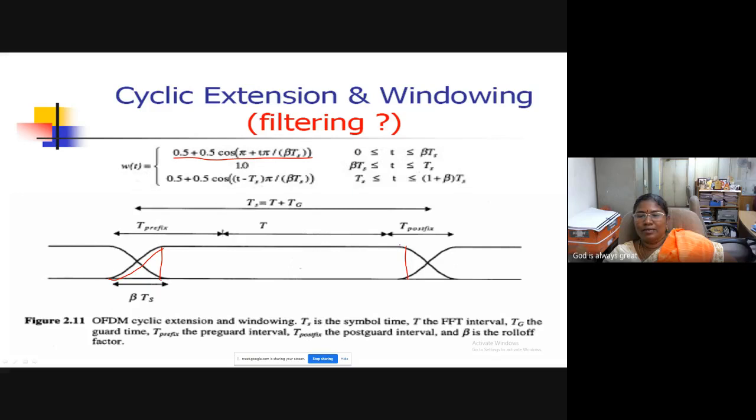Similarly, for the falling part, from Ts to 1 plus beta Ts. This is Ts, this is 1 plus beta Ts. For this portion, it is going to follow a cosine function, which is 0.5 plus 0.5 into cos of t minus Ts, pi divided by beta Ts. For the values from beta Ts value to Ts value, the window is going to be equal to 1.